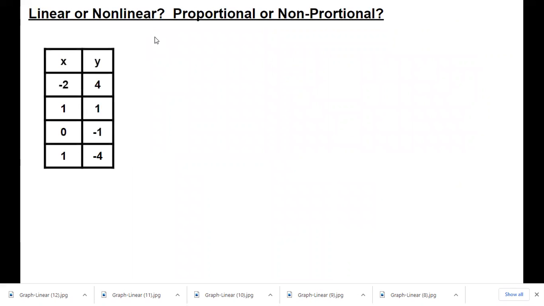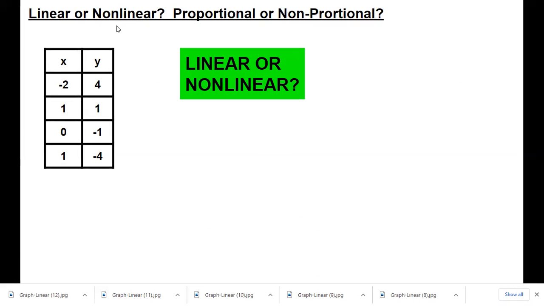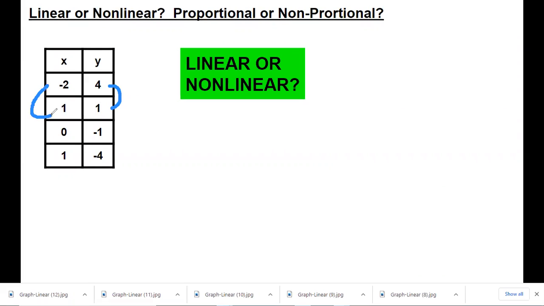Okay, let's look at this table. Linear or nonlinear? Proportional or non-proportional? Okay, so we have to check our change in y over our change in x for each point, right? In order to decide if it's the same or not the same.